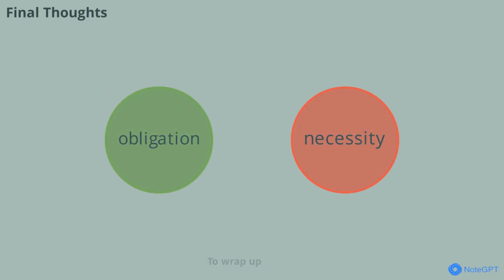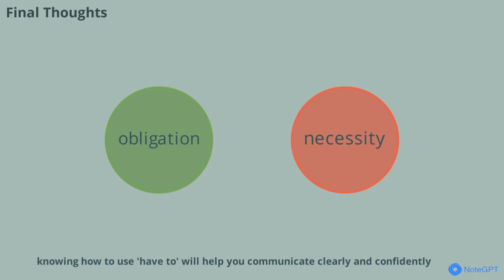To wrap up, have to is a powerful tool for expressing obligation and necessity in English. Whether you're talking about rules, personal needs, or urgent situations, knowing how to use have to will help you communicate clearly and confidently. Keep practicing and soon it will become second nature.